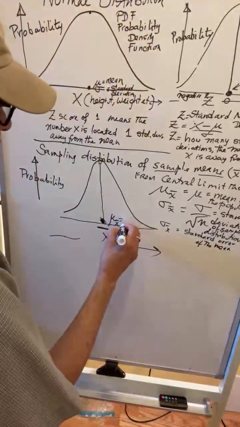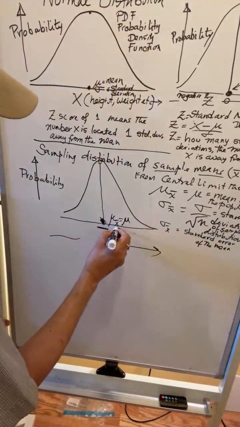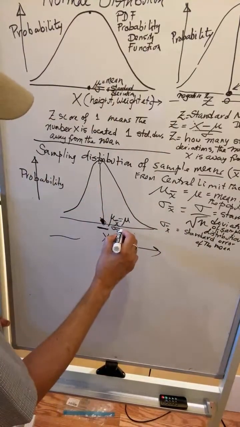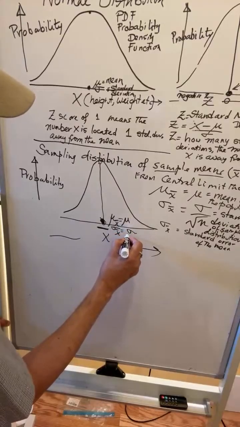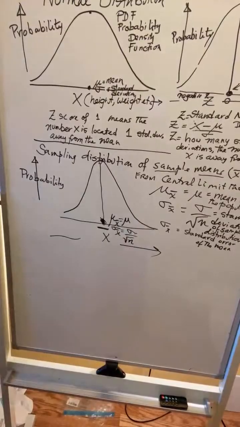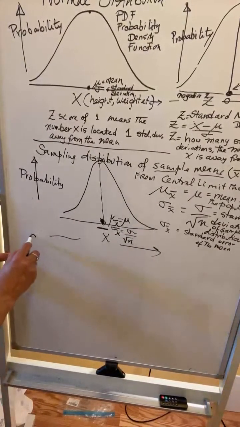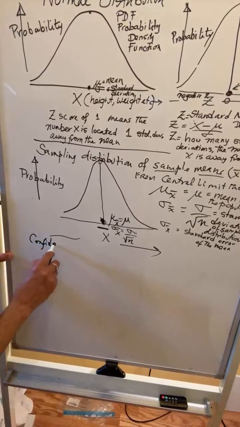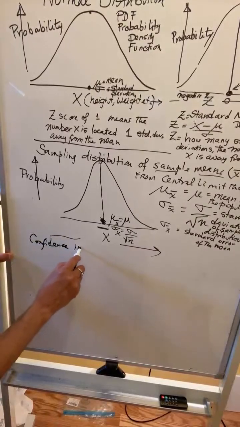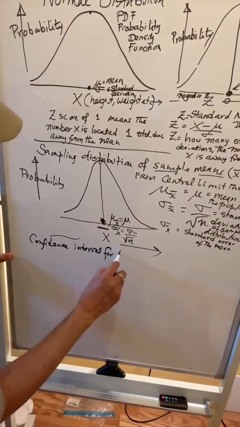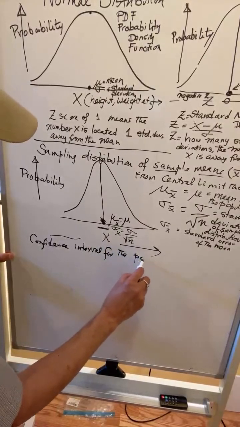So the center is located at the mean of the population, but the spread of this curve, or the standard deviation of the sampling distribution, is equal to the standard deviation of the population divided by square root of n. Now suppose we want to find the confidence interval for the population mean.